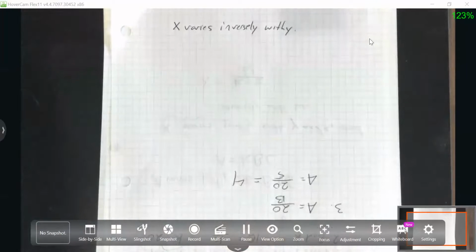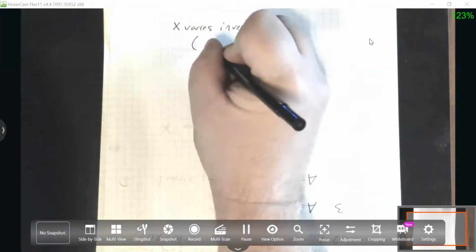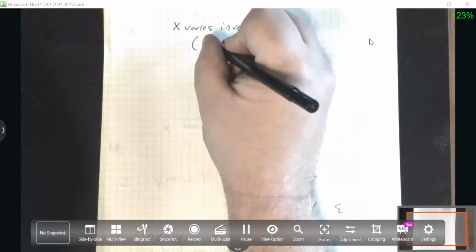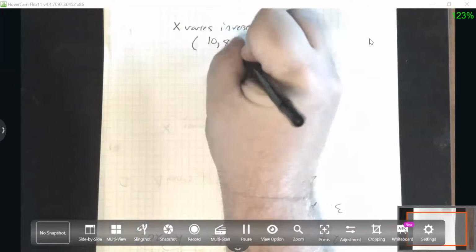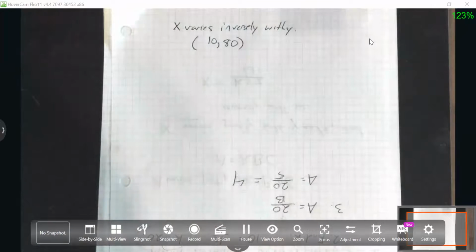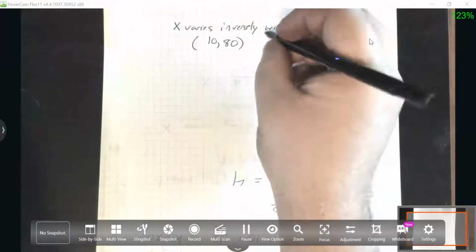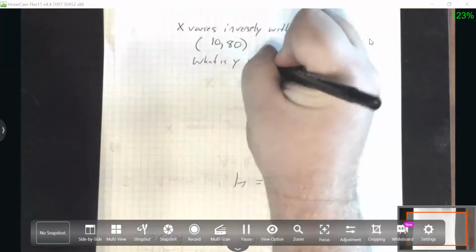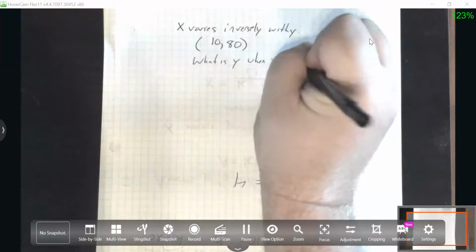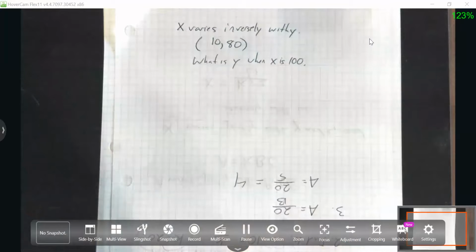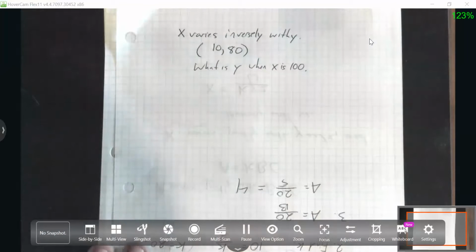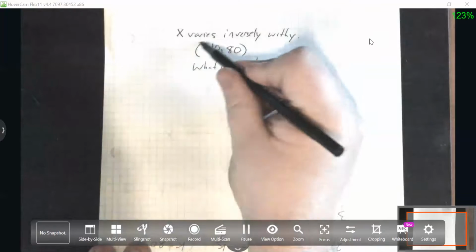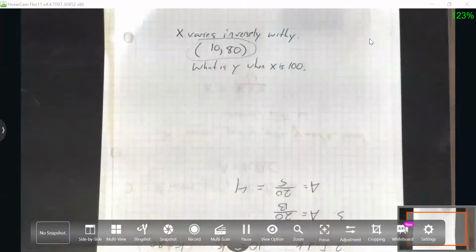But instead of them giving something else, maybe they give us a chart, or a graph, or a coordinate point. However we do it, we look at it and we get some information, like 10 and 80. And then they ask what is Y when X is 100. So here, this is the exact same type of problem. We're going to approach it the exact same way. The difference is that they're giving us that middle information in some other format.